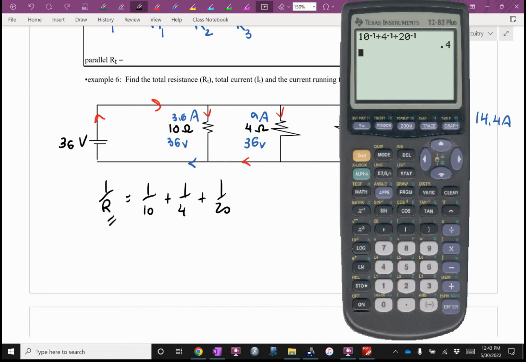1 over R parallel. So now that you have this, hit your reciprocal button one more time. That'll take the reciprocal of the answer. That's the equivalent resistor, 2.5 ohms.